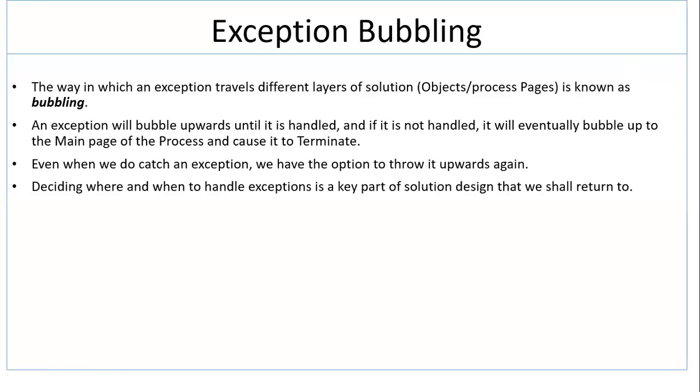Even if we do catch an exception, we have the option to throw it upwards again. Deciding where and when to handle an exception is a key part of solution designing that we shall return to. Coming up next, I'm going to show what happens if you handle an exception in your object layer, which is the lowest layer, and how it ends up in your process main page. And if you leave it without handling the exception in your object studio, where it is going to go in your process main page, and how that is handled or thrown.